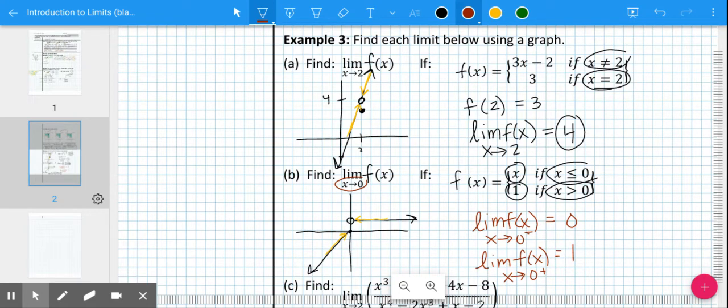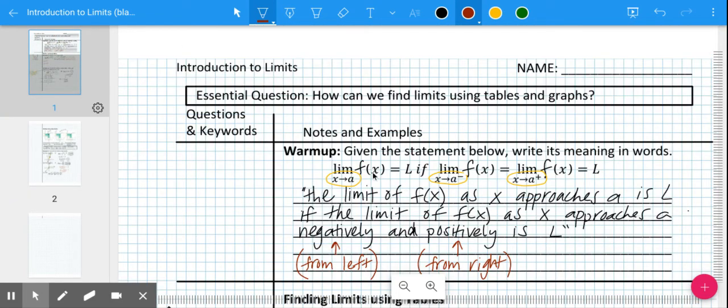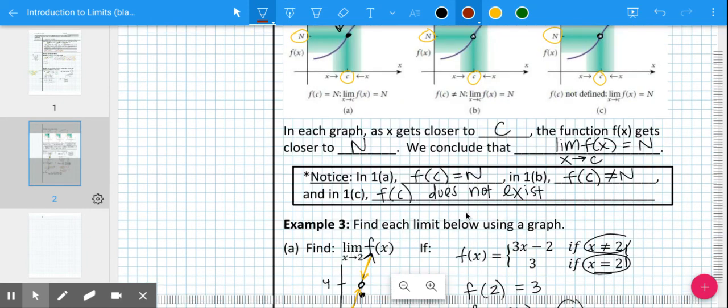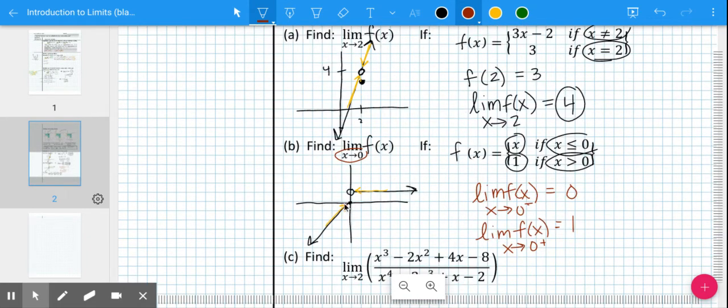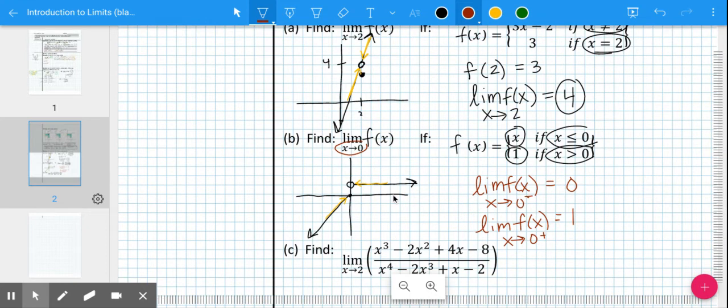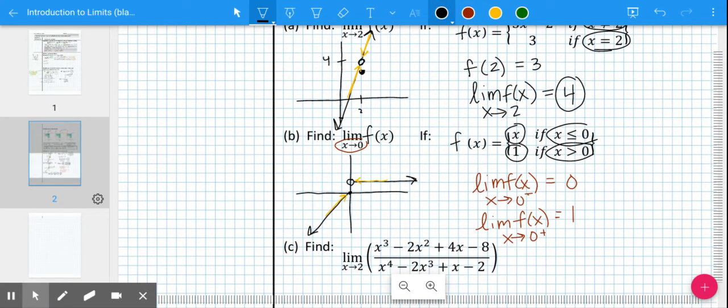Reread your warm-up. In the warm-up, we said the limit is a number if approaching from the left and approaching from the right are the same. When I look at this problem, approaching from the left, it goes to 0. Approaching from the right, it goes to 1. They are not the same. So the limit does not equal 0. It does not equal 1. It does not exist at all because they don't agree. So we write that the limit of f of x as x approaches 0 does not exist. You will see us write it as DNE for short.